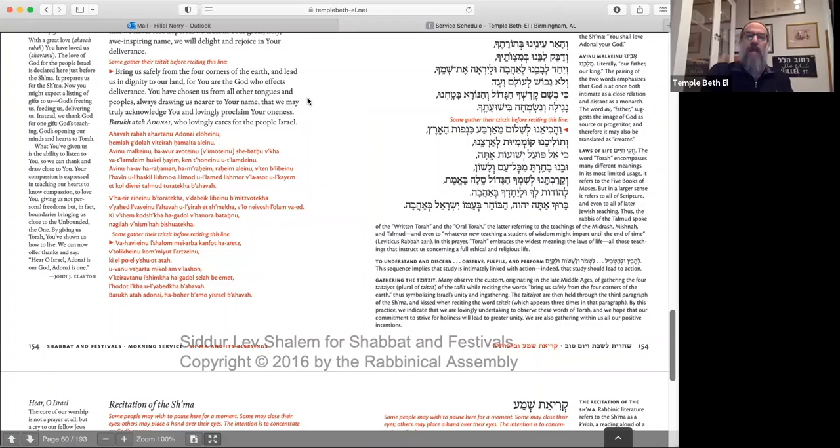We hold them in our left hand. There's actually a specific custom to hold them in your left hand, not in your right hand, regardless of whether you're a lefty or a righty. But because this is a matter of kol levavcha, with all of your heart, you hold the tzitzit on the side of your body with your heart. Your left side is the side with your heart. So you hold the tzitzit in your left hand, all together.